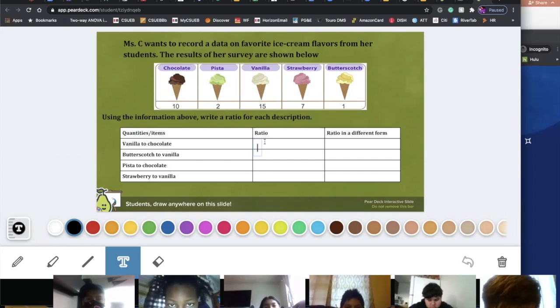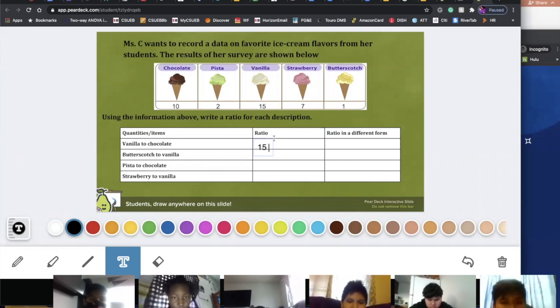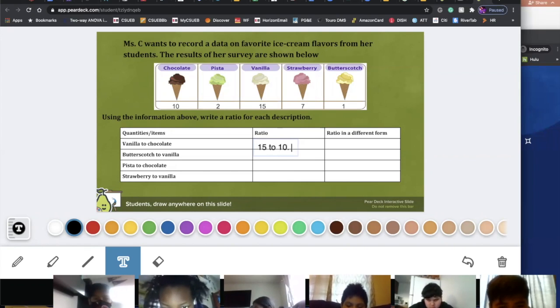Vanilla. And how many vanilla are there? 15. Yep. What symbol do I need to use now? 2. Oh, I can say that. Yeah, I can say 15 to. What else? 15 to what? 10. Yes, because there's 10 what? Chocolate. Yep. And now if I keep moving forward, what's a different way to say this?